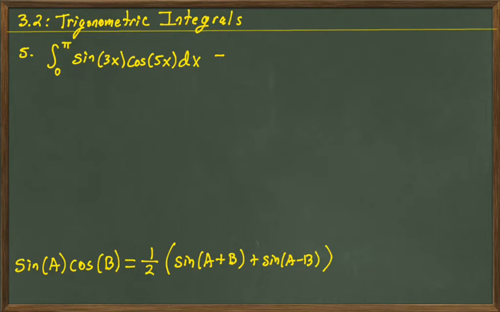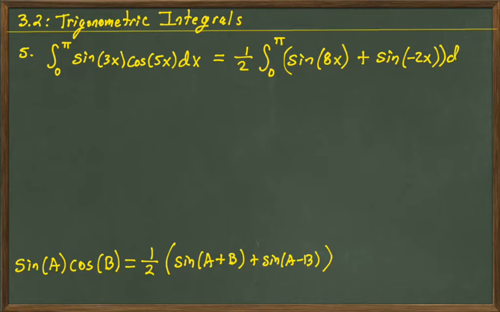Okay, so we're going to go ahead and apply sine A cosine B equals 1/2 sine A plus B plus sine A minus B, A being 3x, B being 5x. So this is going to be 1/2 integral from 0 to pi of sine of 3x plus 5x, which is 8x, plus the sine of 3x minus 5x, which would be negative 2x, dx, and we'll go ahead and integrate that.